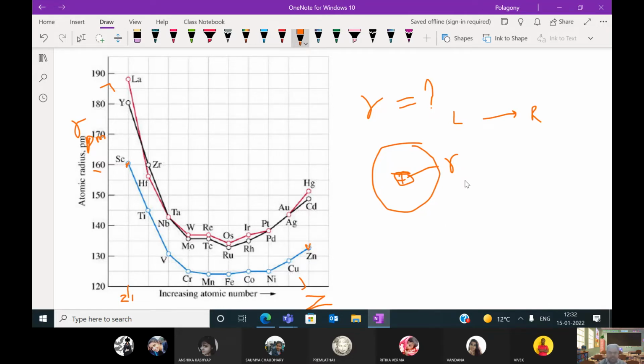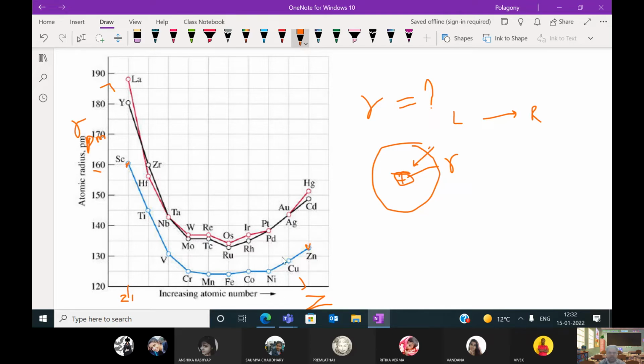Due to imperfect shielding, the nuclear charge over the outermost electrons will be more, then the orbital will be pulled toward the center, and the size of the atom decreases. So this is the reason: as atomic number increases, atomic size decreases due to lanthanoid contraction.